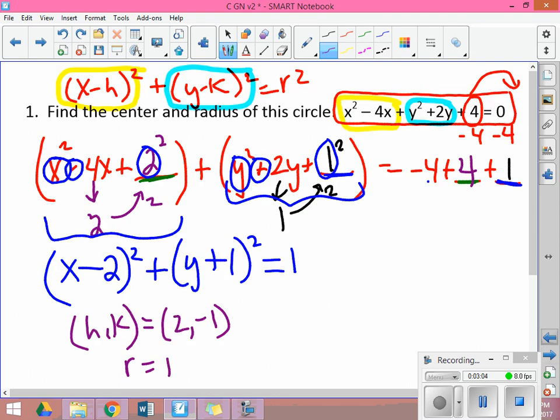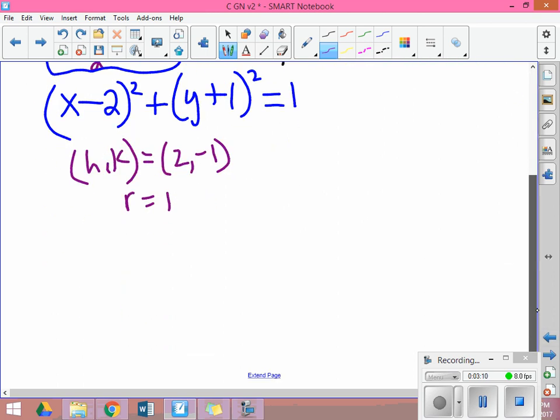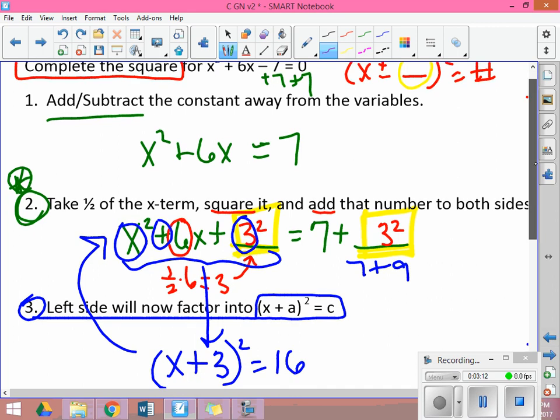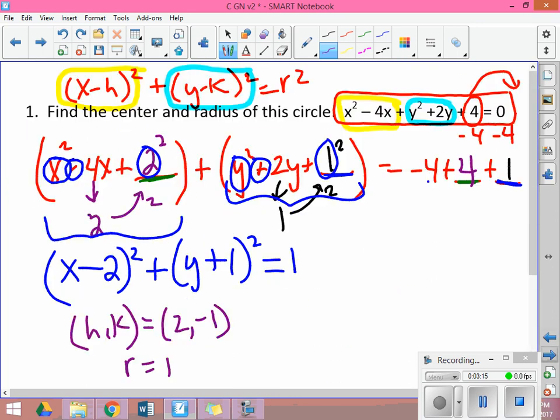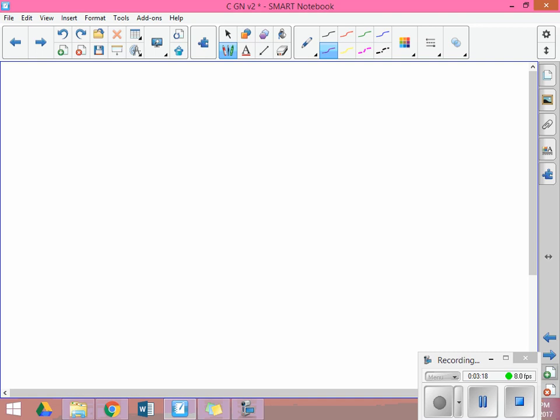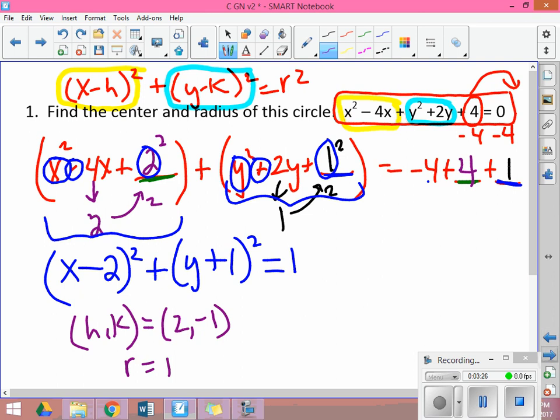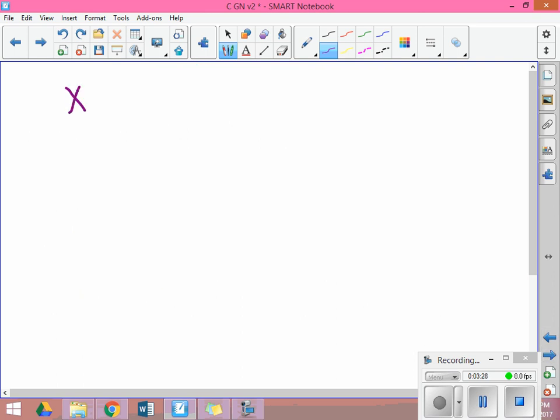So let's look at another example. I think I skipped one. Let's go back. There's one in your notes that says x squared minus 4x plus y squared minus 6y plus 9 equals 0. I accidentally skipped that one. So let's do that one now. This is where all our steps are.